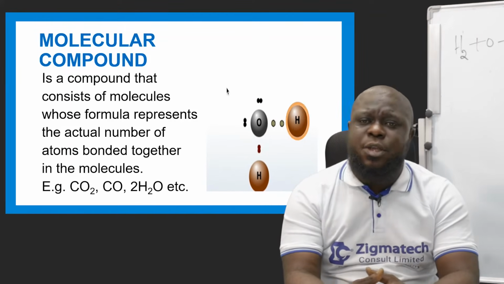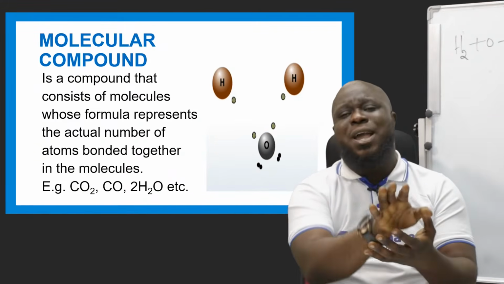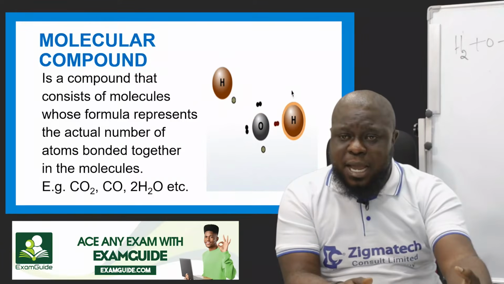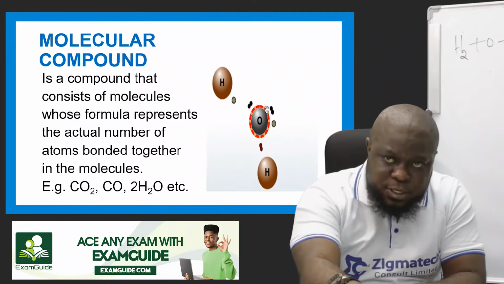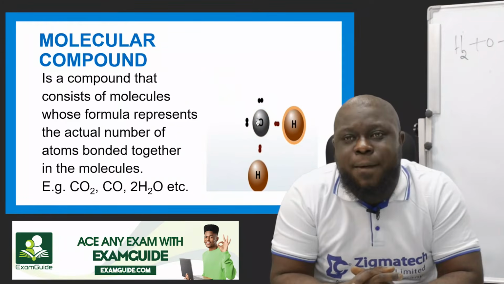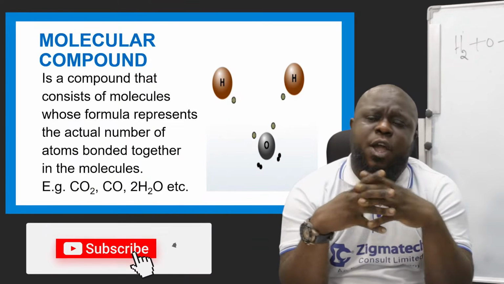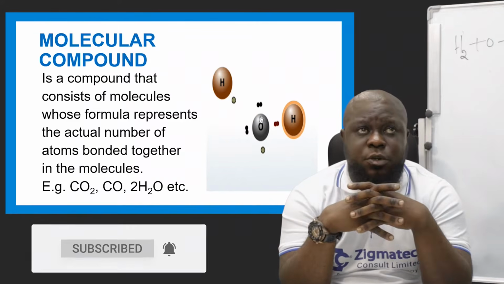For carbon dioxide, you know that it is 1 carbon atom bonded to 2 oxygen atoms to give you carbon dioxide. For carbon monoxide, it is 1 carbon bonded to 1 oxygen to give you carbon monoxide. So this is a molecular compound. Now, first of all, for a compound to be formed, there must be a bond.